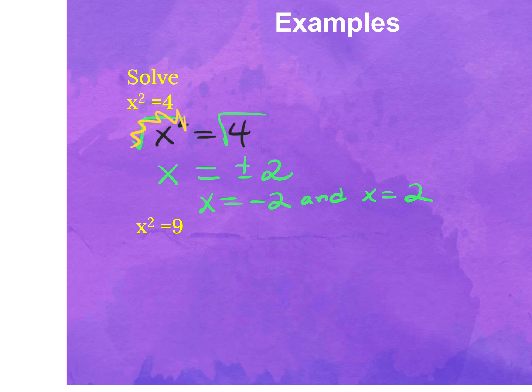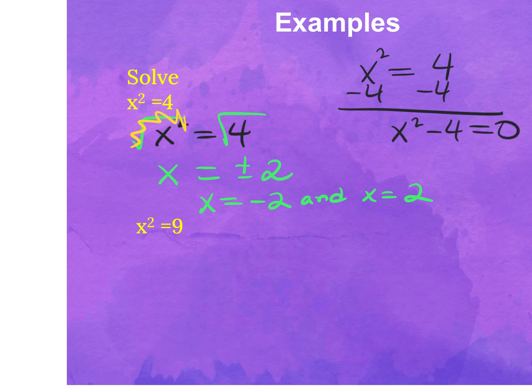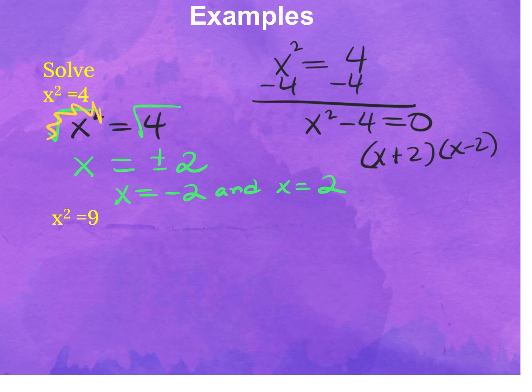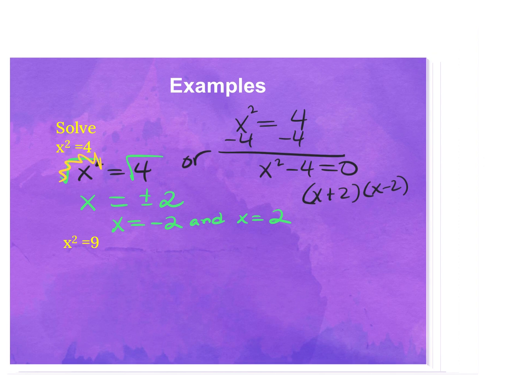Now, the other way that we could also solve this is we could use the instructions that we had for factoring: set our equation equal to 0 by subtracting the 4, and now I have a binomial, which is the difference of two squares, which I could factor. So this factors into x plus 2 and x minus 2. I don't care which method you use.